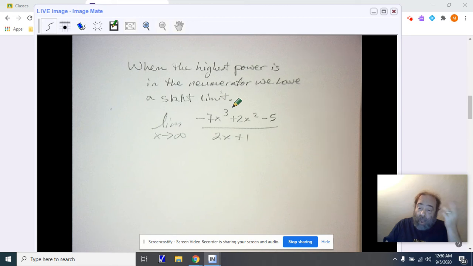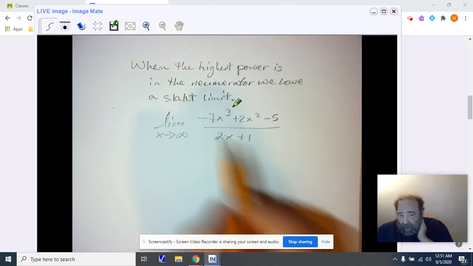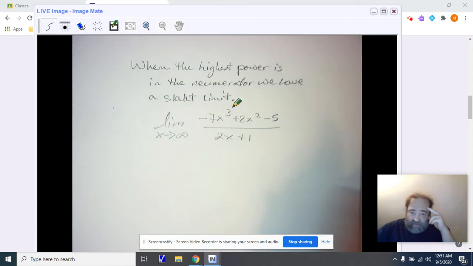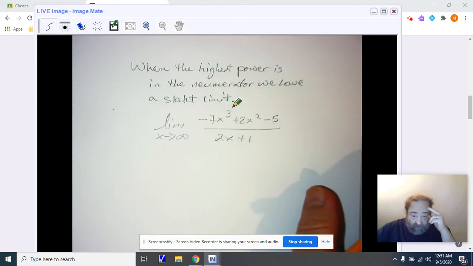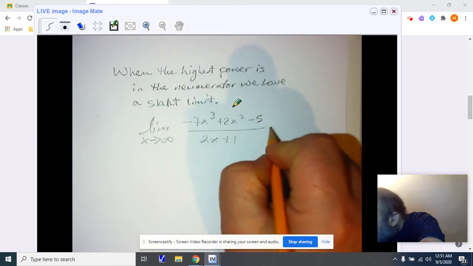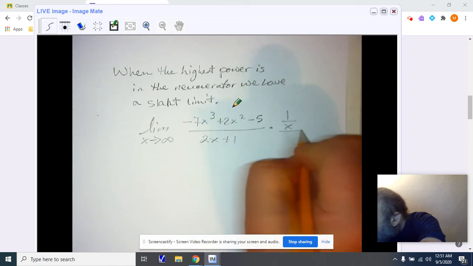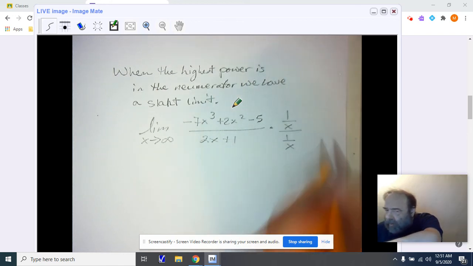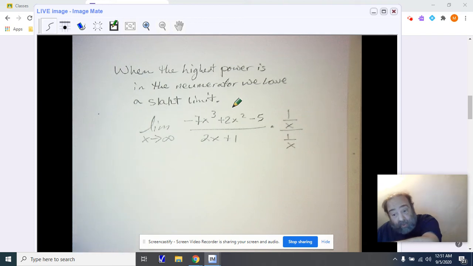Now, if you recall, long division requires us to take the divisor, or the first term in the divisor, and divide it into the first term in the dividend. The dividend is the top, the divisor is the bottom. And we would end up with negative 7 halves when we did that, and that would give us an x squared. But what we're going to do is only part of it. We're going to multiply by 1 over x because that's the highest power in the denominator. We're going to distribute again and simplify and see what happens.